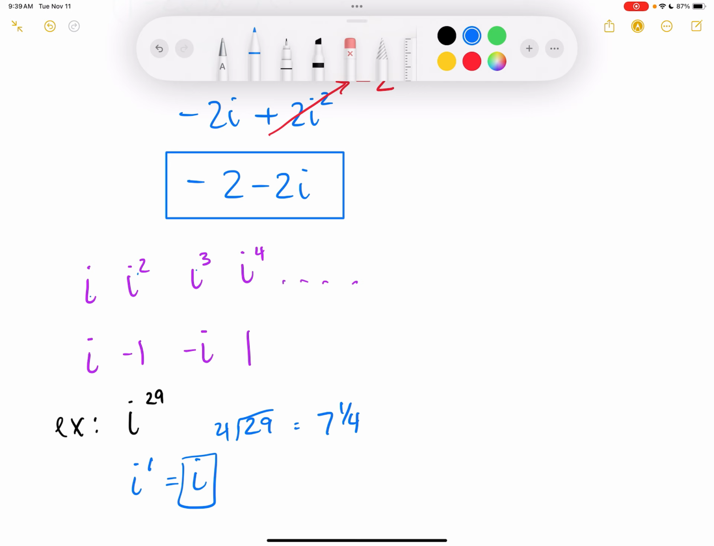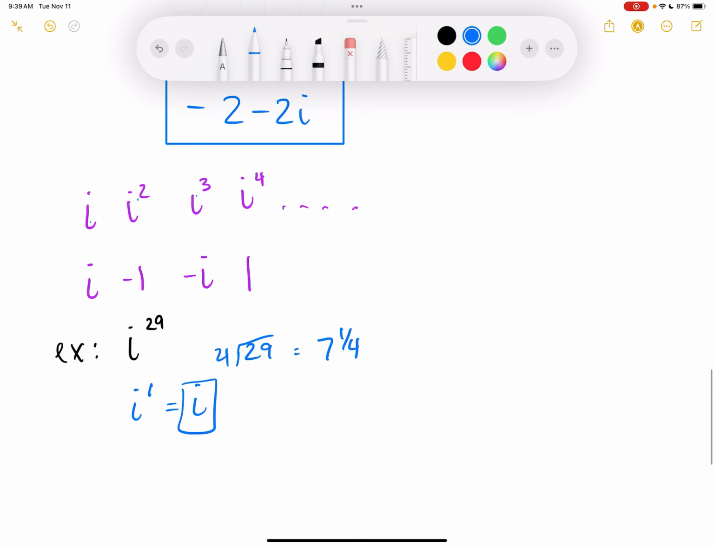So you can just skip the dividing and just count, which for some people is faster, and that's fine. A lot of times I just count. But you can also do it this way.